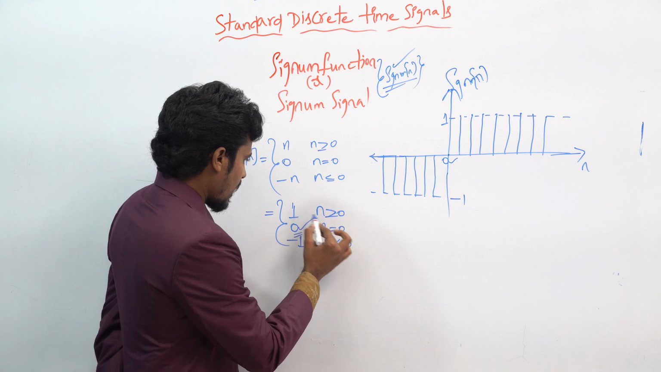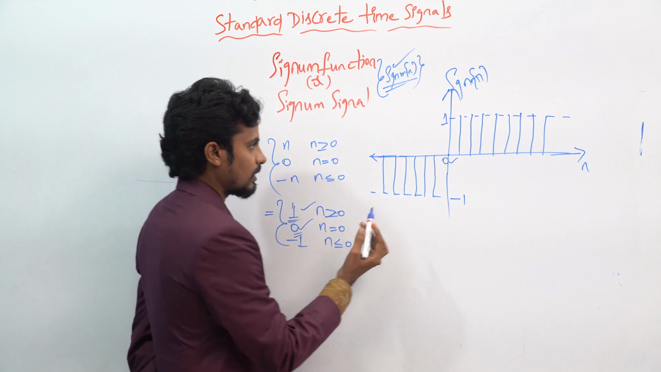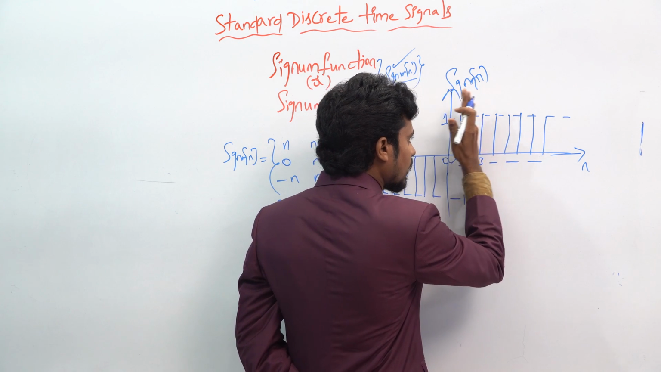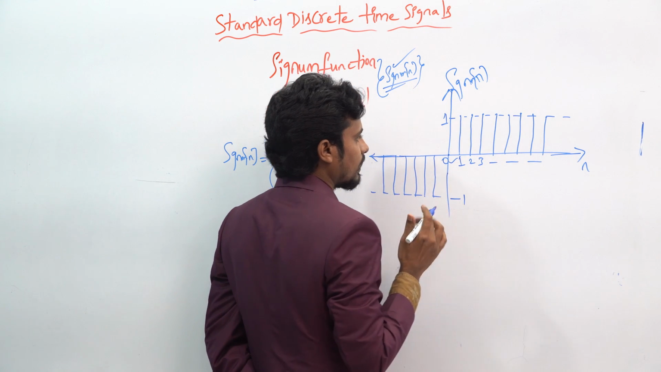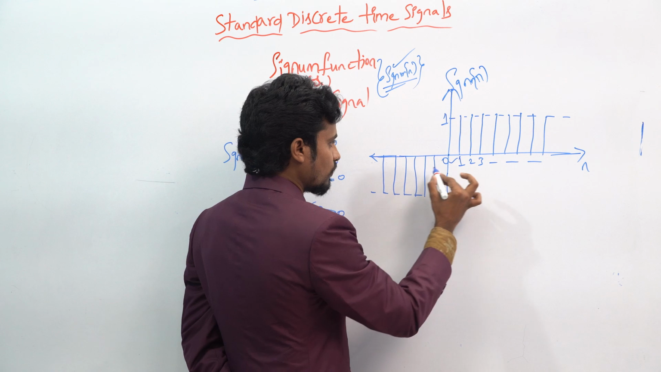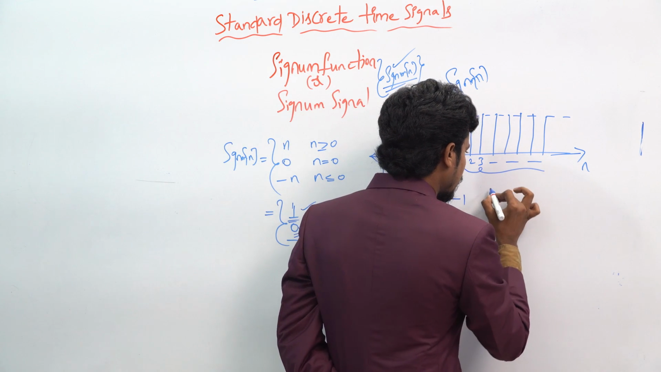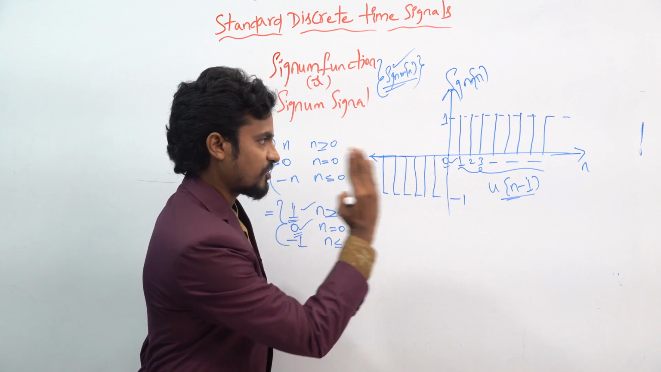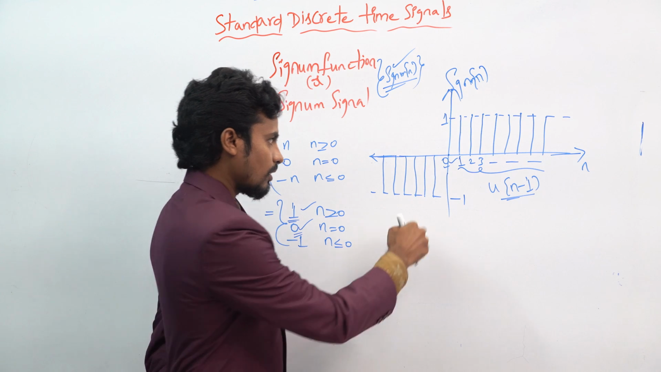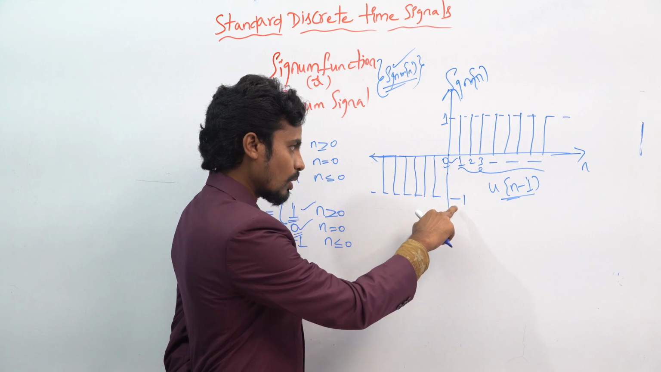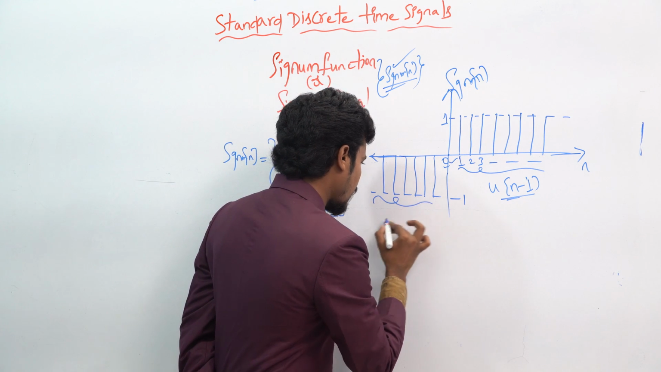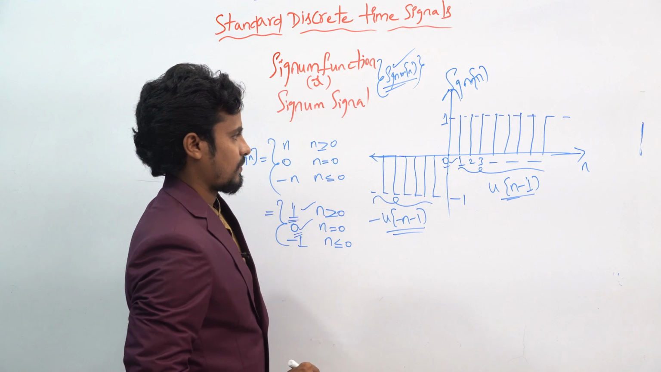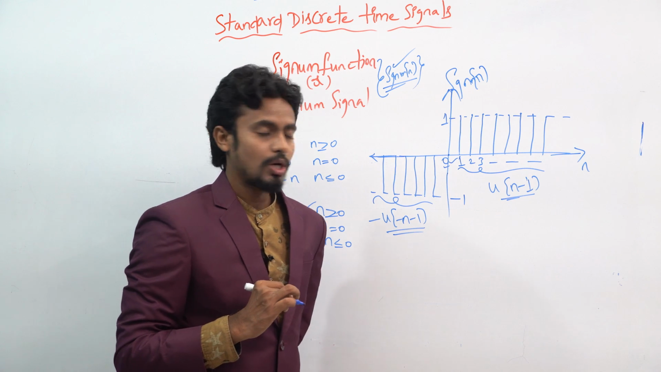For n greater than or equal to 0, this will be for 1, 2, 3 and so on like this. Here you will get the area as 1. Here one thing you can observe, for n equal to 0 you will get 0. This will be u of n minus 1, right? This will be the shifted unit step signal. Here also for n equal to 0 you will get 0. For minus 1 this will be minus u of minus n minus 1. This is also the shifted version of the unit step signal.